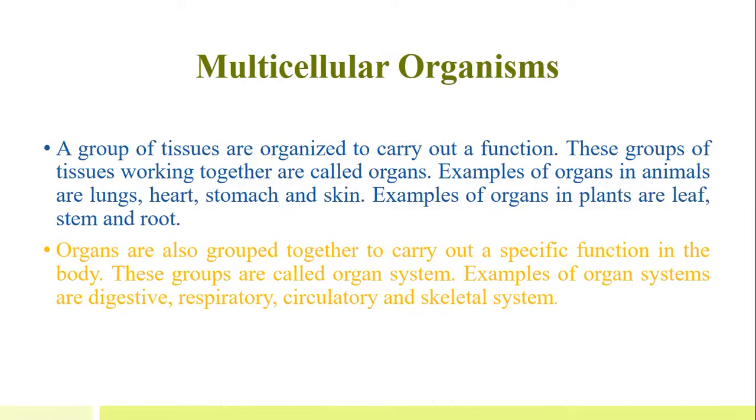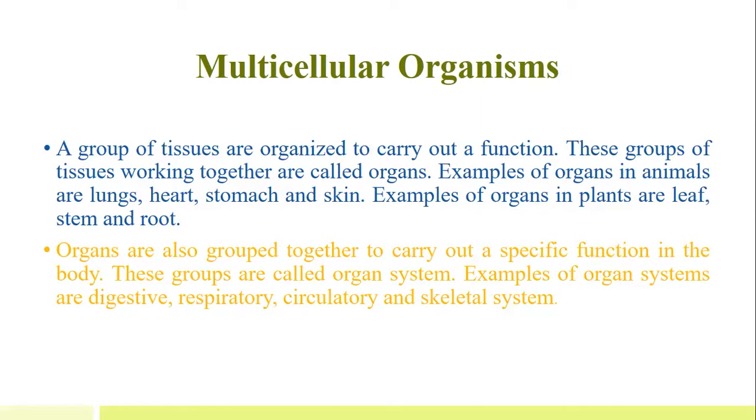A group of tissues are organized to carry out a function. These groups of tissues working together are called organs. Examples of organs in animals are the lungs, heart, stomach, and of course, the largest organ, which is the skin. And examples of organs in plants are the leaf, stem, and root.